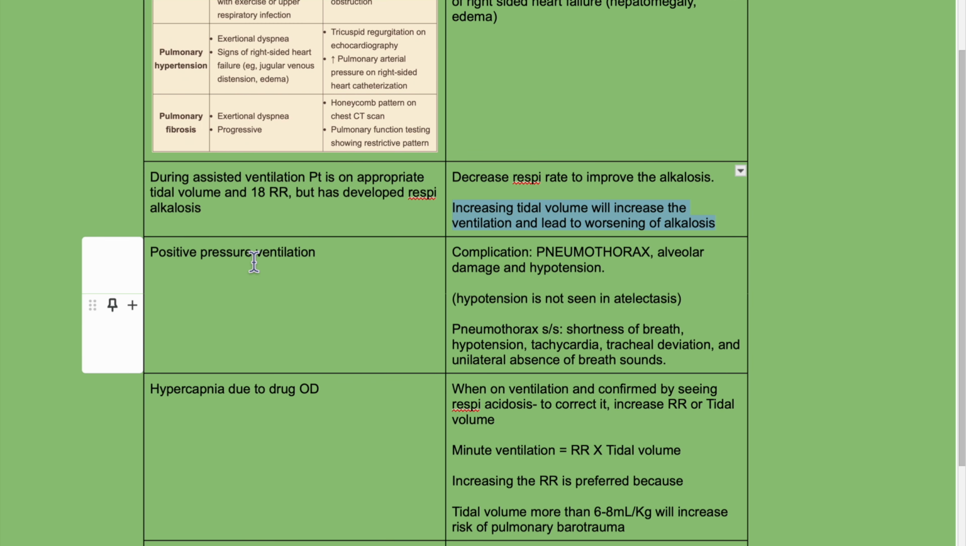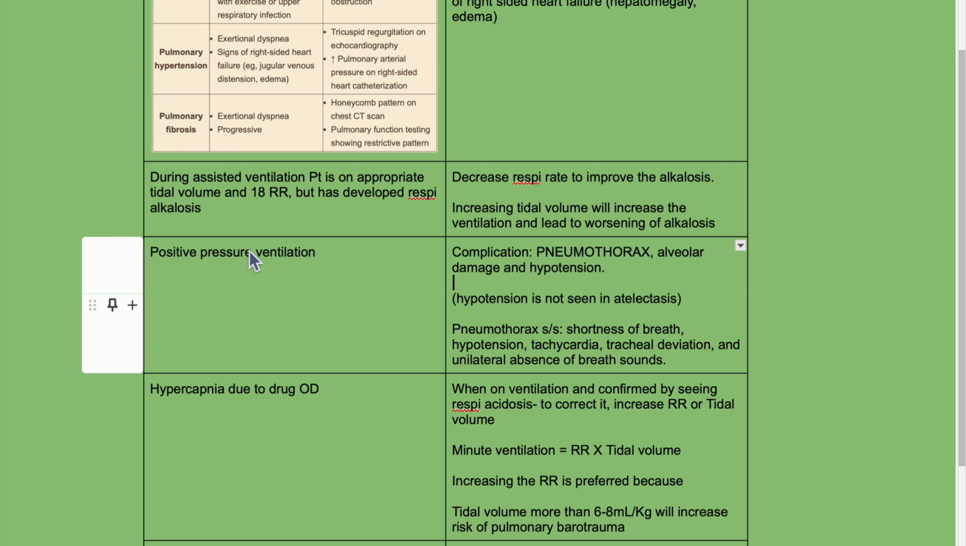Positive pressure ventilation. Complications here are pneumothorax, alveolar damage, and hypotension. Hypotension is not seen in atelectasis. So when you're trying to figure out if it's pneumothorax or atelectasis, you don't get hypotension in atelectasis, but you will get hypotension in pneumothorax.